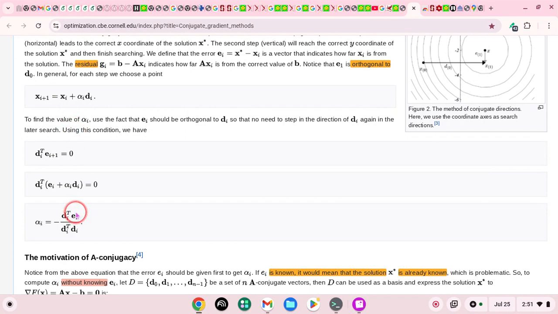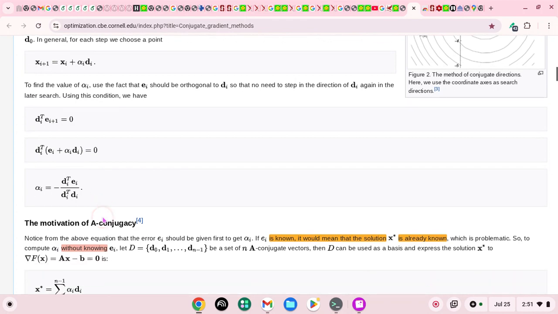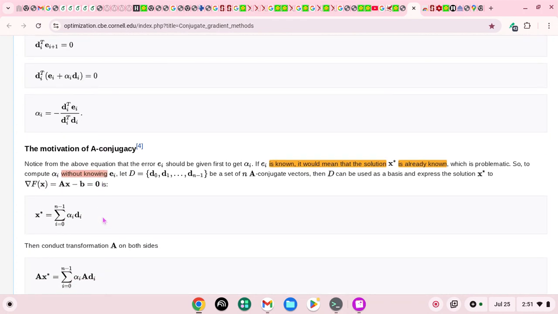However, this alpha_i depends upon e_i, which is an error vector. If we had known e_i, we would have computed the true solution at the ith step itself. But unfortunately, we don't know e_i. So how can this be overcome?